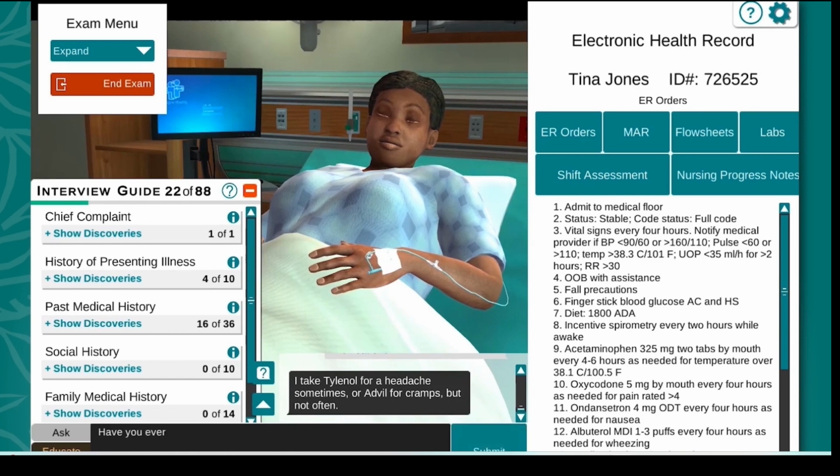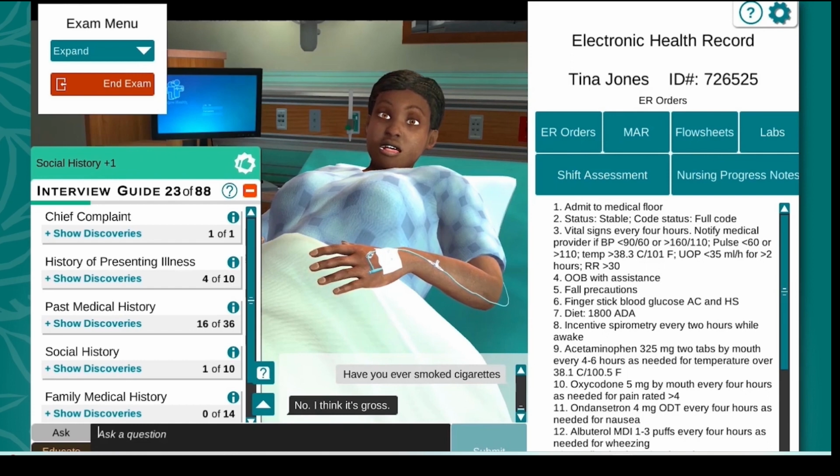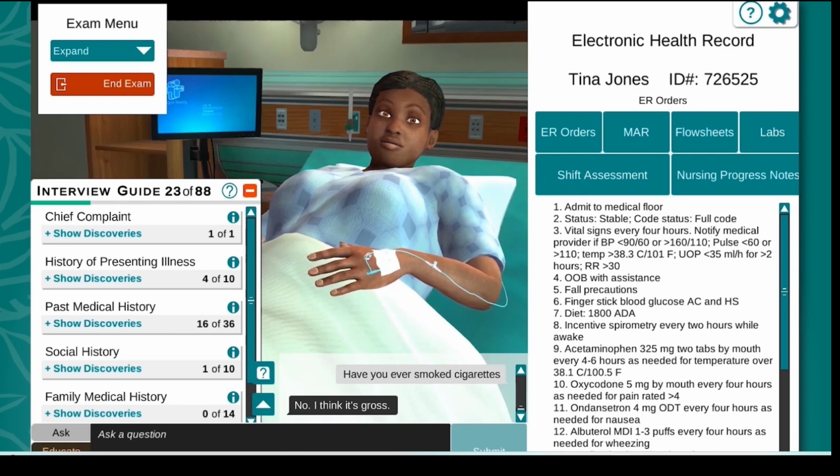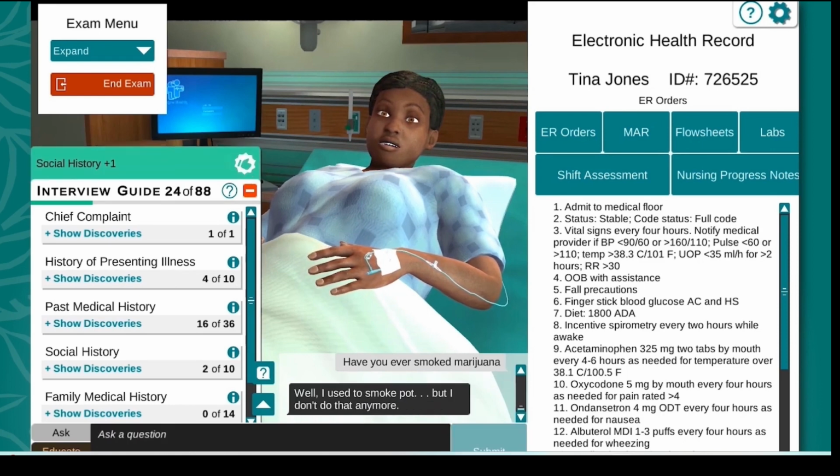Have you ever smoked cigarettes? No, I think it's gross. Remember to be specific so you're getting all of the information from the patient. Have you ever smoked marijuana? Well, I used to smoke pot, but I don't do that anymore.